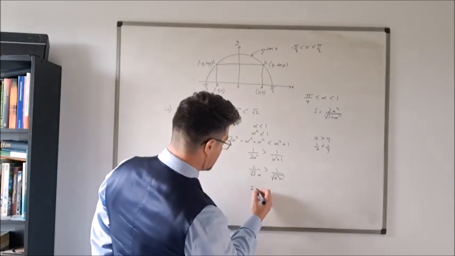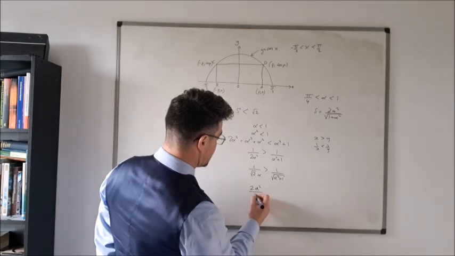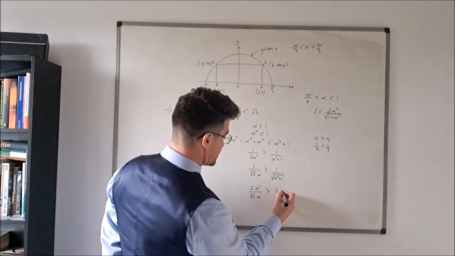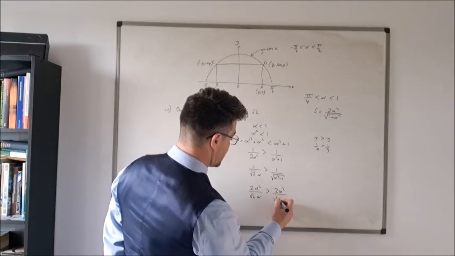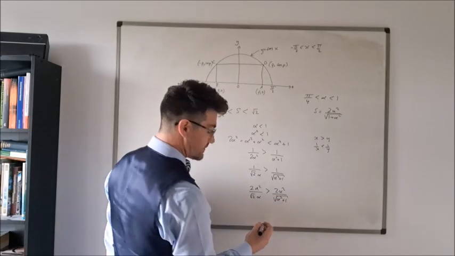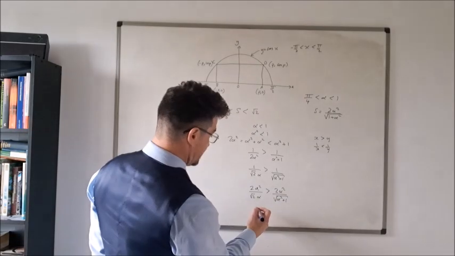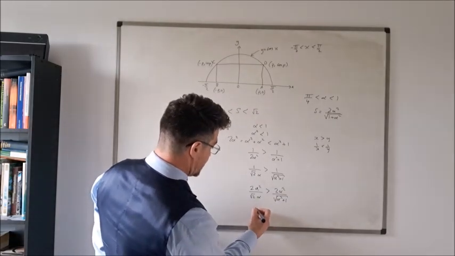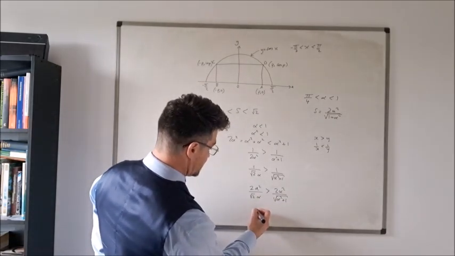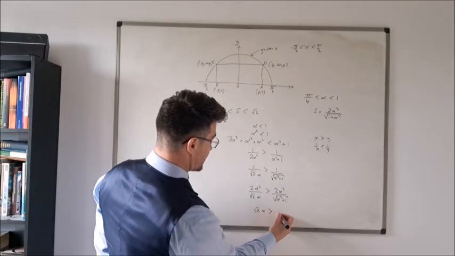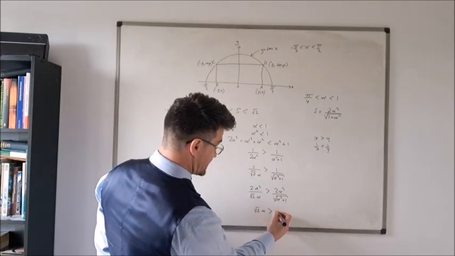2 alpha squared over square root of 2 alpha is forced to be greater than 2 alpha squared over square root of alpha squared plus 1. Okay, notice that this means that 2 alpha square root of 2 times alpha is greater than S.